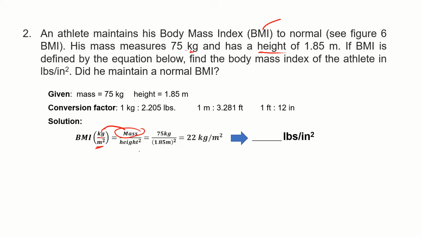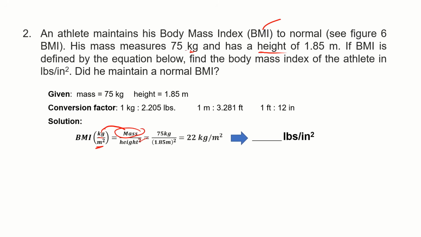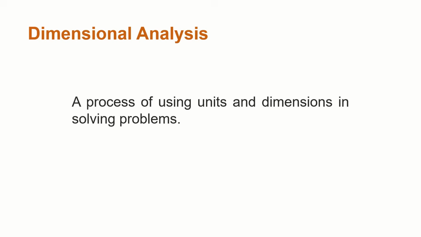So, therefore, kailangan ko lang ilagay yung mass sa taas. So, kilogram is a measure of mass, and then meter is a measure of height. So, unit that describes height. And then, since squared dito, kailangan kong i-square yung height dito. So, therefore, yun yung nakuha natin na solution to get the value of BMI. So, again, dimensional analysis is a process of using units and dimensions in solving problems.